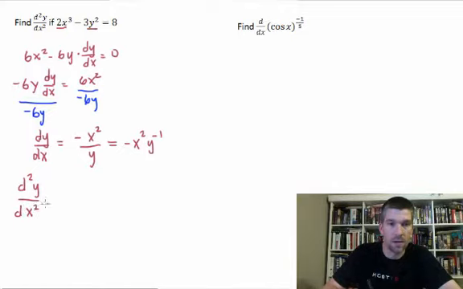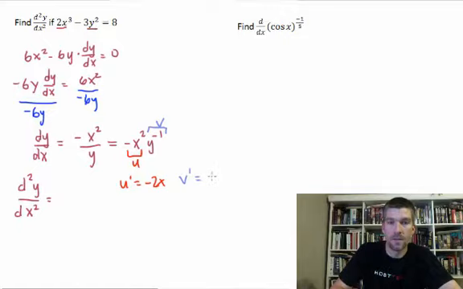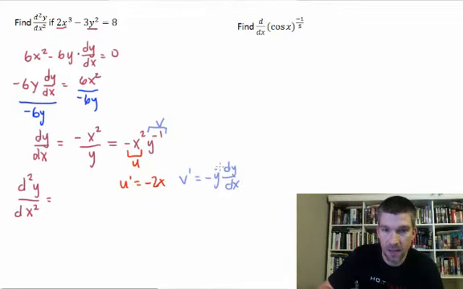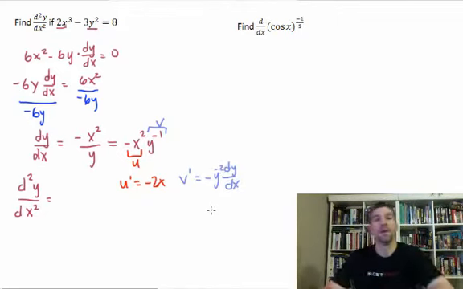dx squared is, and then now I do have product rule, okay? I've got u and I've got v. Okay? So u is negative x squared, u prime is going to be negative 2x. And v prime is negative y dy dx. And this should actually be to the negative 2 power here, okay?